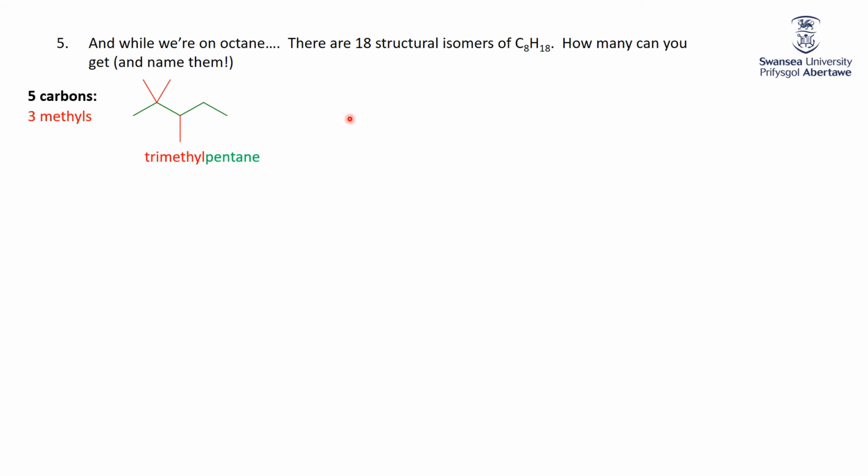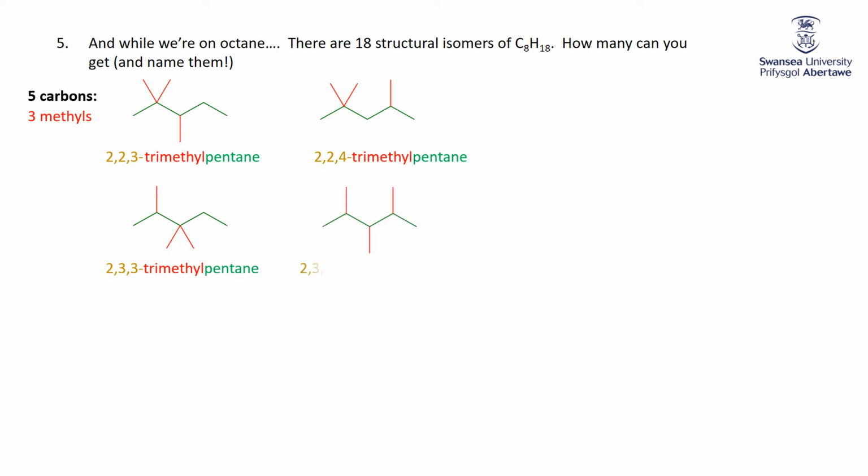So that would be 2,2,3-trimethyl pentane. Then, of course, we can keep the 2 on carbon 2. And now instead of the third one being on 3, we can put it on 4. So we get 2,2,4-trimethyl pentane. And we're done with having 2 on carbon 2. So let's keep 1 on carbon 2, 1 on carbon 3 and put the second one on carbon 3, so 2,3,3-trimethyl, or maybe put the third one, the last one, not on carbon 3 but carbon 4, so 2,3,4-trimethyl pentane.